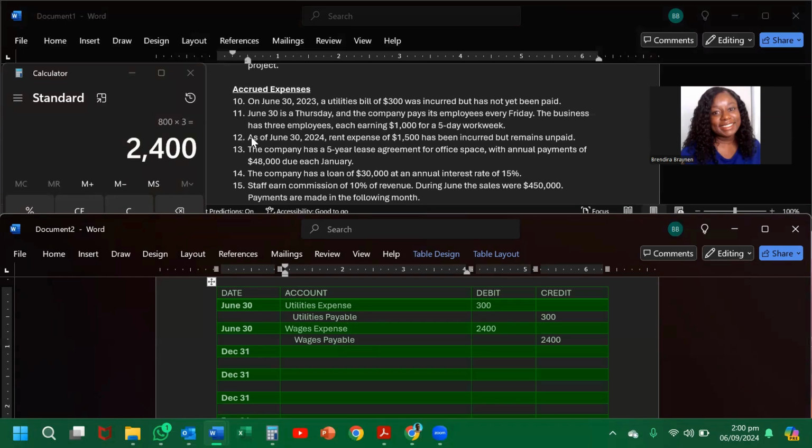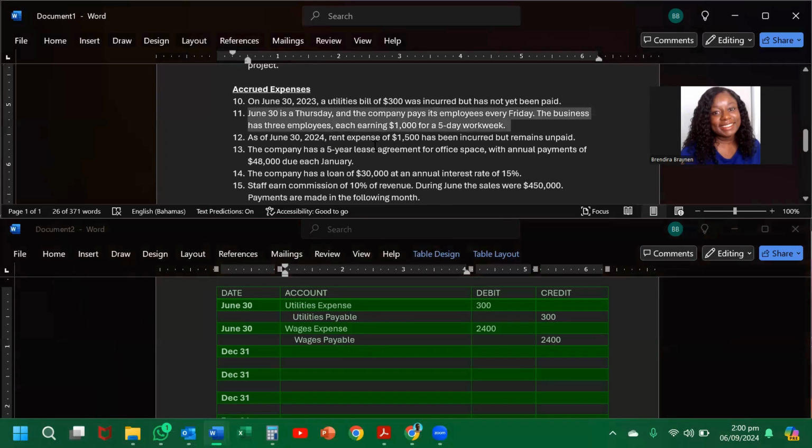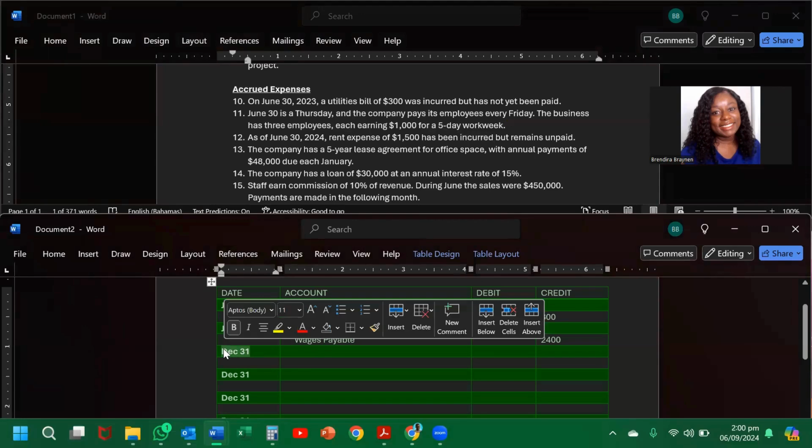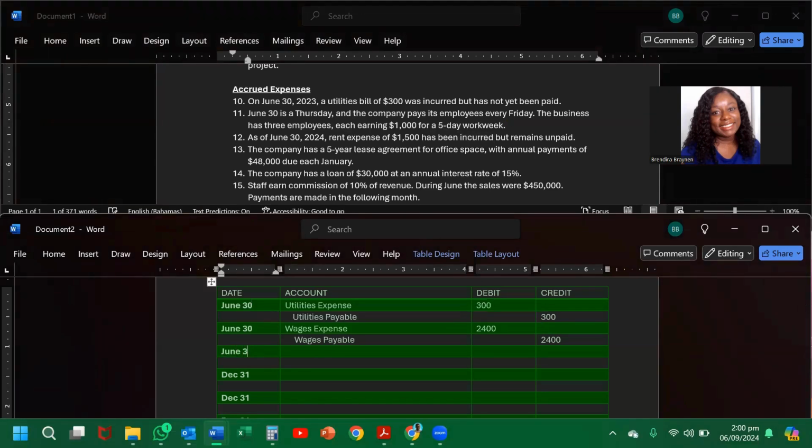The third one says, as of June 30th, 2024, rent expense of $1,500 has been incurred but remains unpaid. Incurred means that it should be an expense, but we just haven't paid it yet. And so therefore, we have to record it as an expense and that it's payable as of June 30th. So now let's put this in. Let's change this date to June 30th. Again, an expense is debited and a liability is credited.